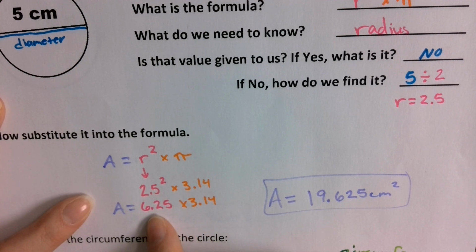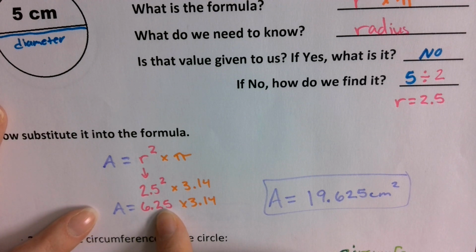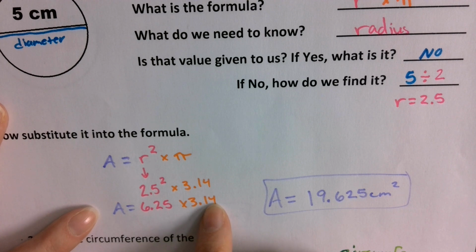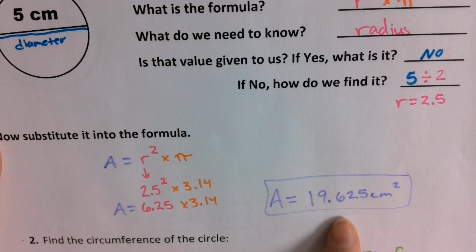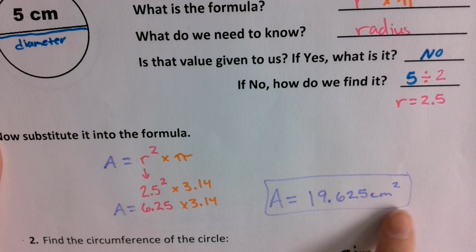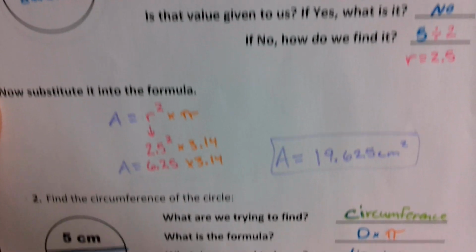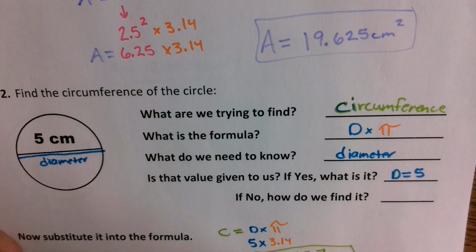2.5 squared, otherwise known as 2.5 times 2.5, comes out to 6.25, and then you're multiplying it by 3.14. You'd get area is equal to 19.625 centimeters squared. Okay? For problem number 2, taking that same exact circle, now we want to find the circumference.